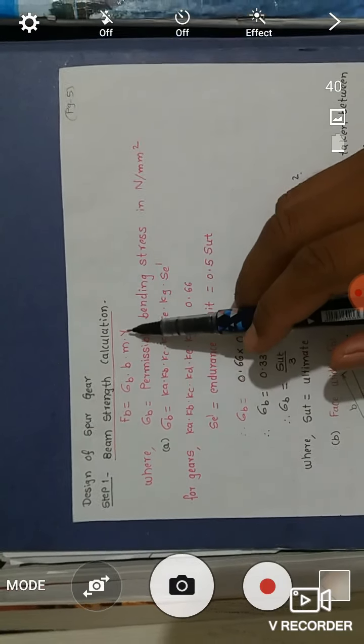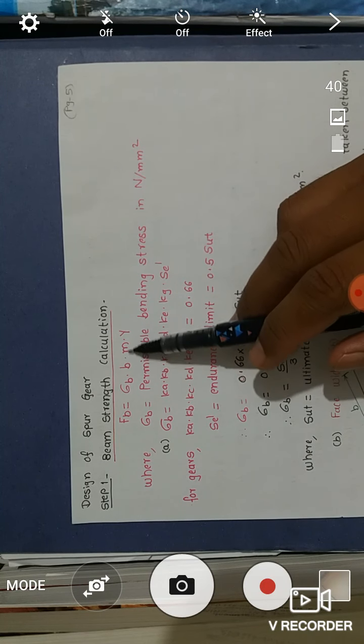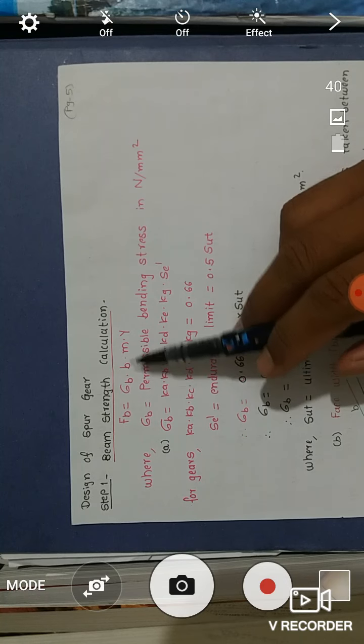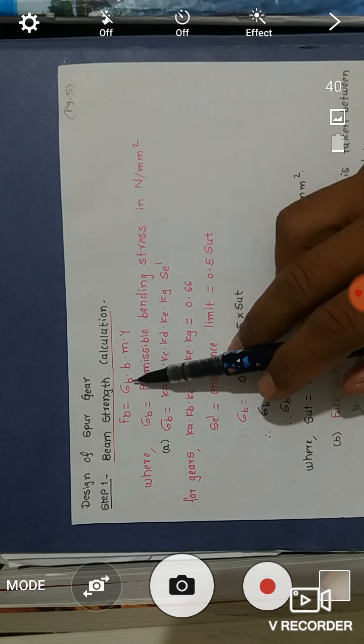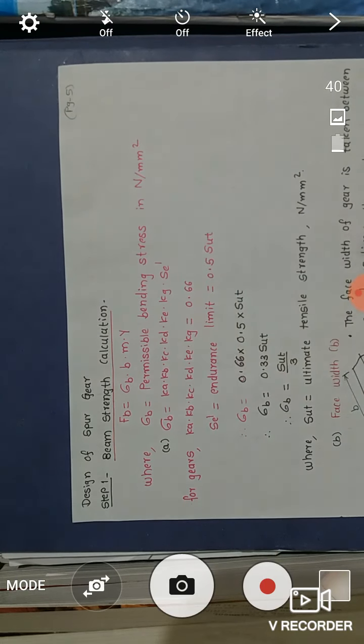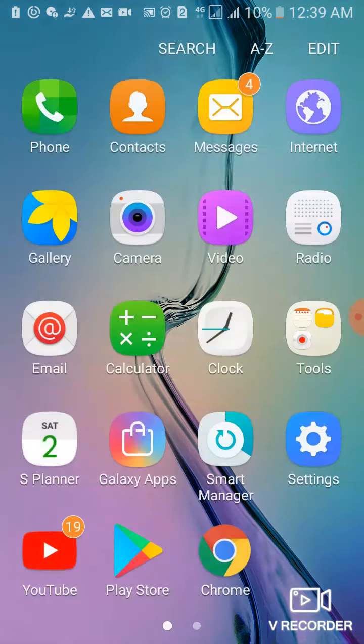Why do we consider sigma b into y only? Because b and module are the same in pinion and gear. So sigma b, if different material is there, then sigma b is different, and y depends on number of teeth, so y is different.